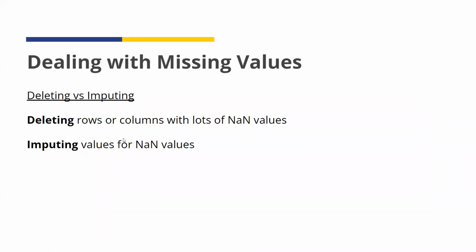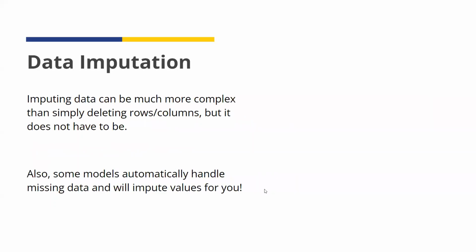There are two basic ways to deal with data that's missing. In this case, we have both deleting and imputing values, and those are pretty self-explanatory. For missing values, we can either just get rid of them entirely. Like we said before, we could just get rid of entries or features that have missing values, or we can impute values for those. We'll go over a couple different ways of how that works in a second.